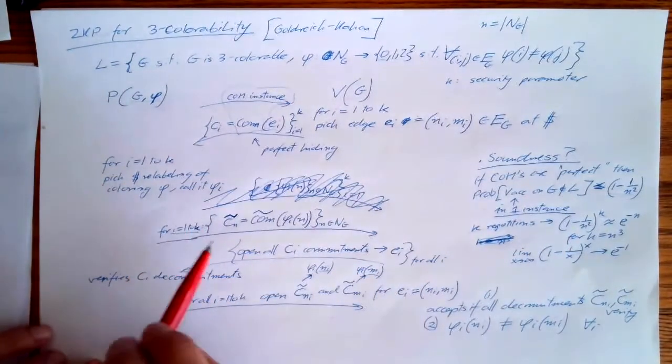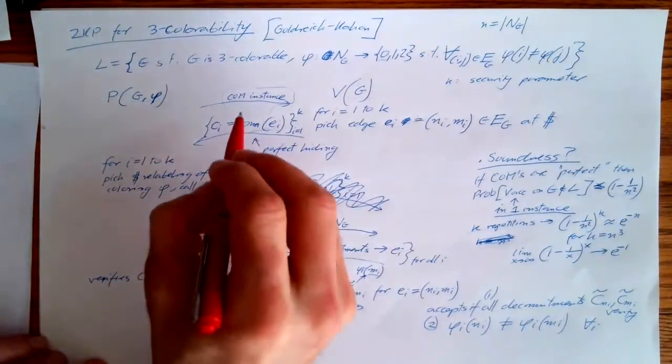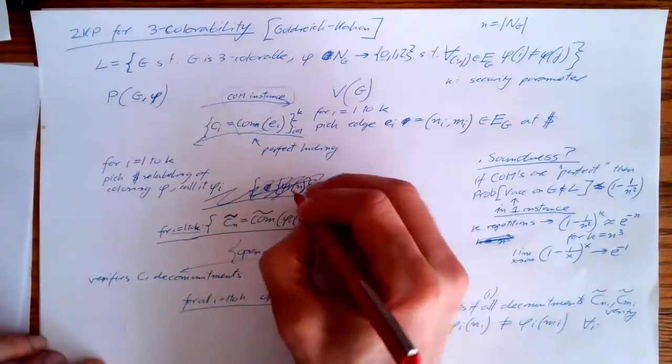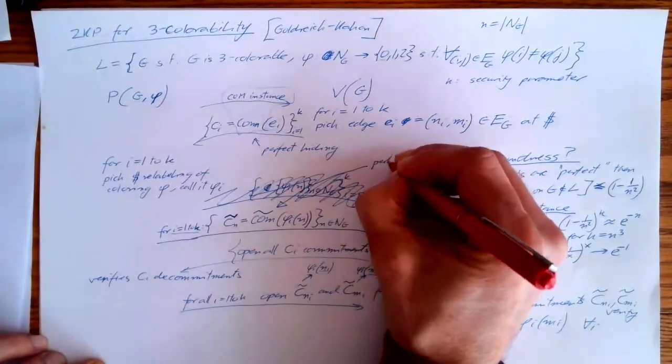Now, what about the commitments? Can the prover cheat in the commitments? Notice, first of all, what property is needed here? This commitment has to be perfectly binding.